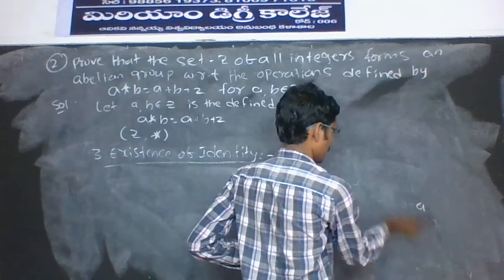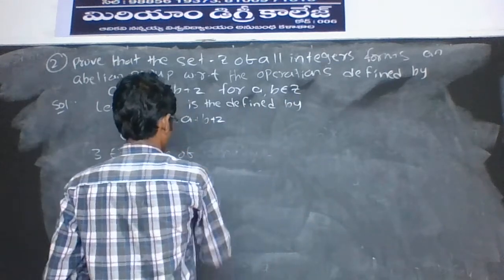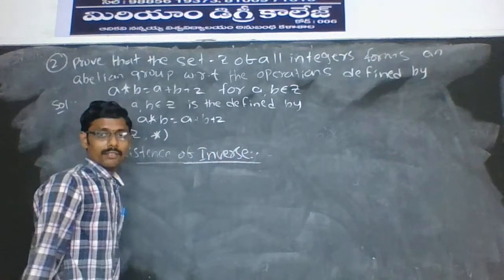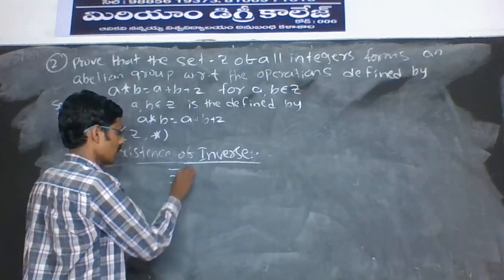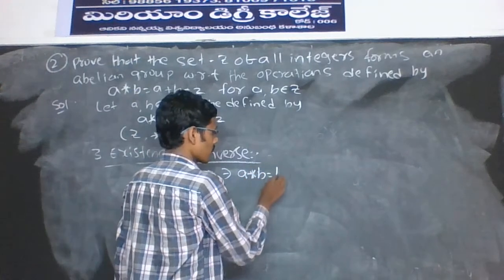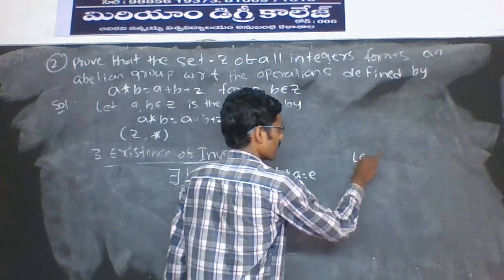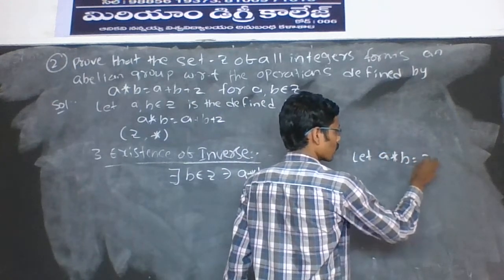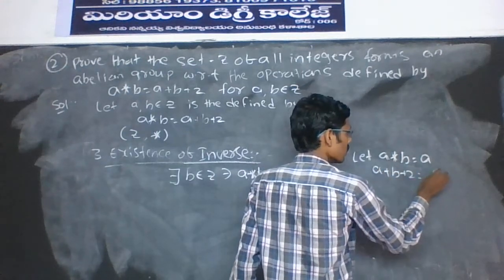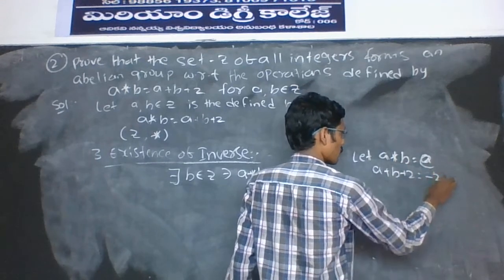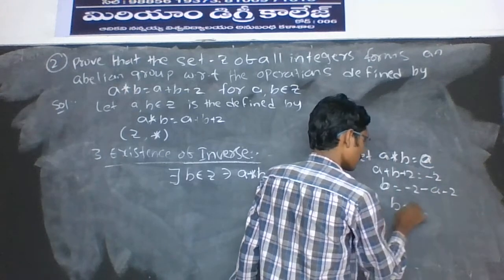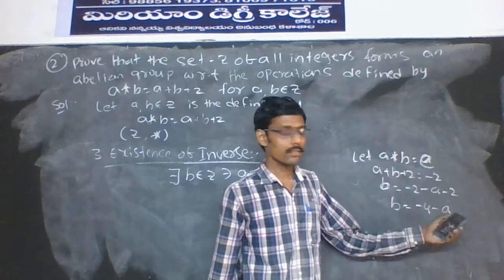Existence of inverse. There exists b belongs to Z such that a star b is equal to b star a is equal to e. Let a star b be equal to e. a star b is defined as a plus b plus 2, is equal to e. The value of e is minus 2. So a plus b plus 2 is equal to minus 2, and b is equal to minus 2 minus a minus 2, so b is equal to minus 4 minus a.